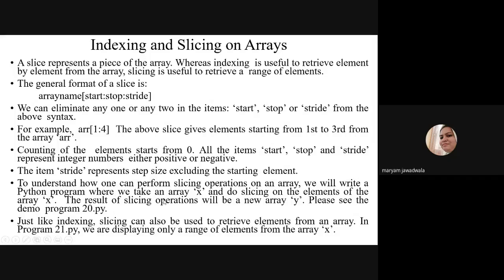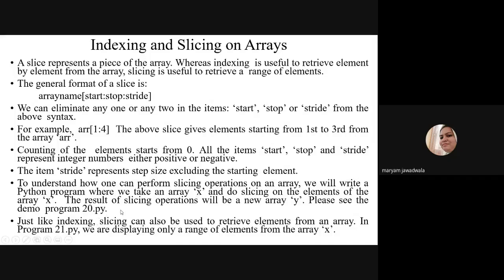So to understand how we can perform slicing operation on array, we will write a Python program where we take an array X and we perform the slicing operation on array X. And the result of slicing operation will be stored in new array Y, right? So in program 20.py, we are using two arrays. First is array X and second one is array Y. So Y is nothing but the result of slicing operation of array X, right?